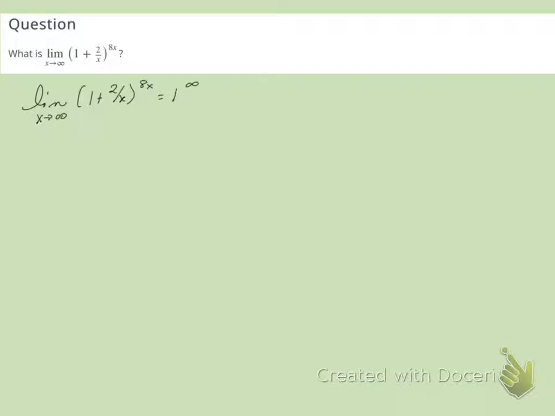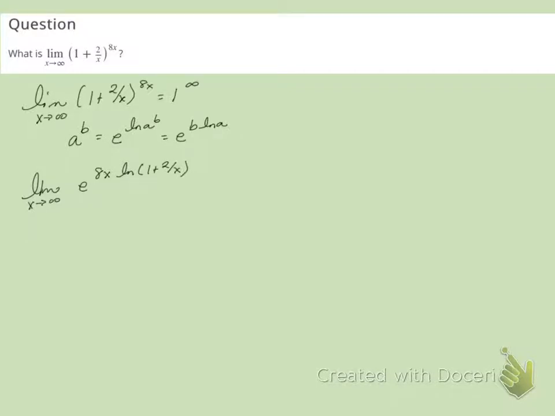We want to get this to where we have an indeterminate form, like 0 over 0 or infinity over infinity, so we can use L'Hopital's rule. So remember that any base a raised to a power b can be rewritten as e^(b ln a), and I can drop that power down in front of the natural log. So we're going to use that idea for this one, and we will have the limit as x goes to infinity of e to the 8x ln of (1 + 2/x).